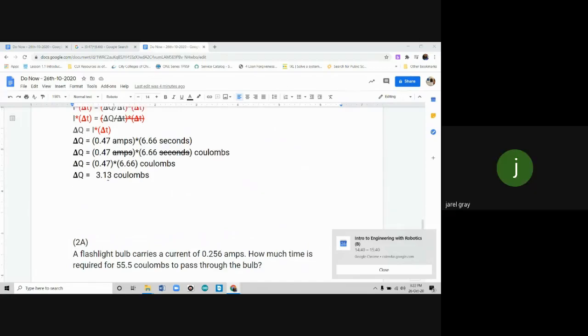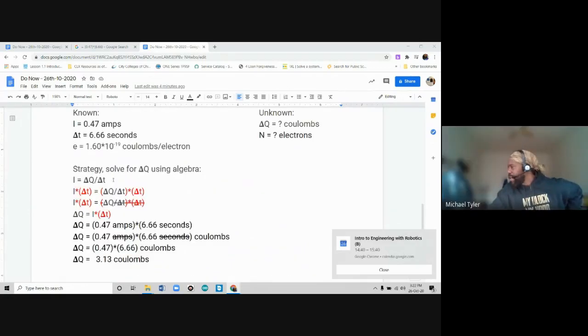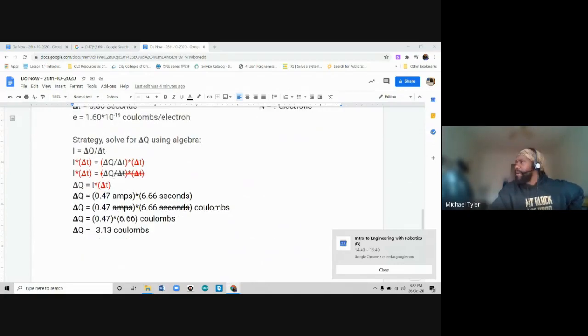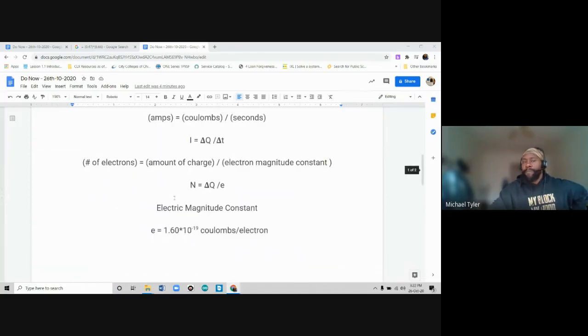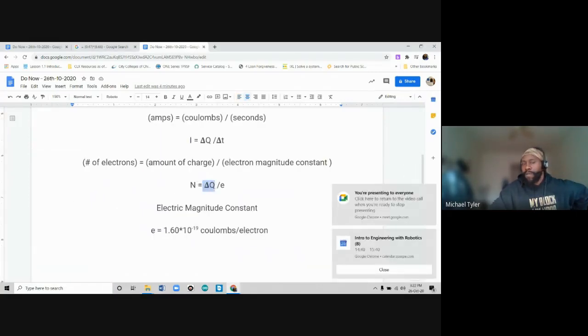Let's see here. So I give y'all the strategy, right? The next part is, of course, once you have delta Q, if you remember earlier on, you can come down here and solve for the number of electrons. So it's like one final step left. So let me give you those notes.